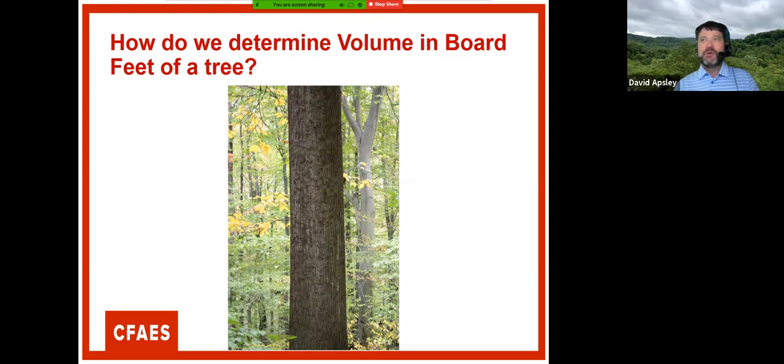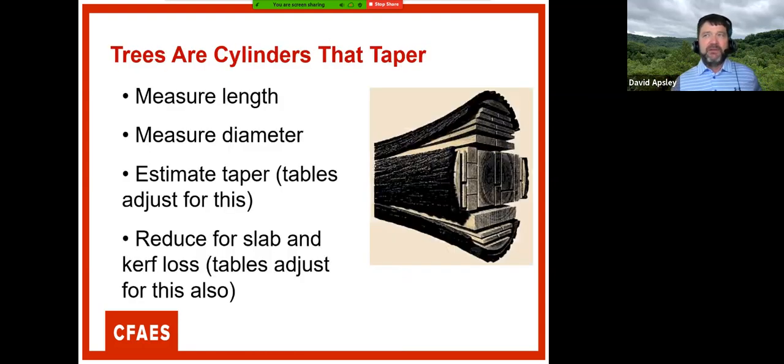So that's pretty easy. If we've got a board, we can measure length, width, thickness, but how do we do it for a tree? This is one of my favorite pictures of a yellow poplar tree or tulip tree from up in Mesquite County. Just a beautiful, straight, bold stem. Well, if you think about it, trees, especially that picture, are cylinders, but they kind of taper.